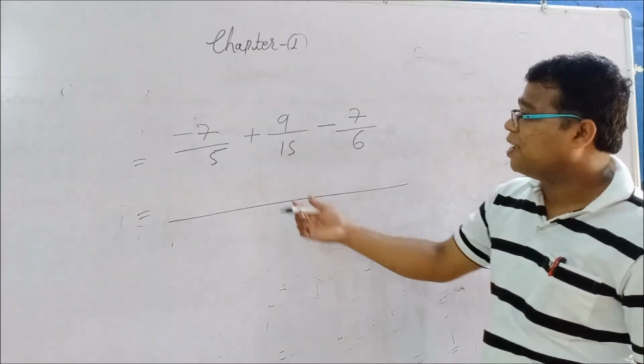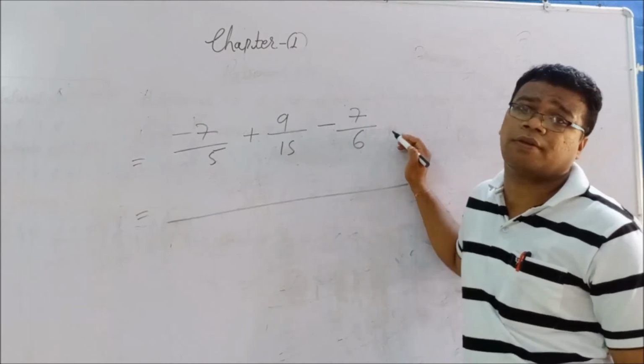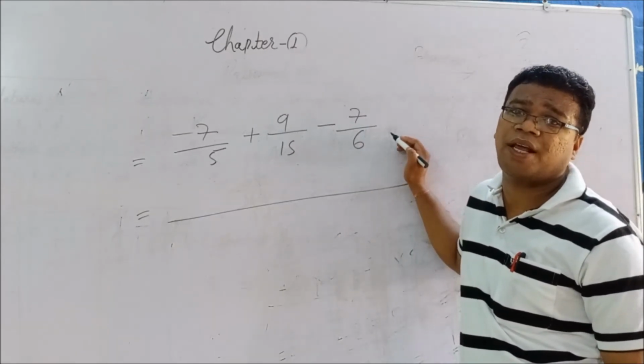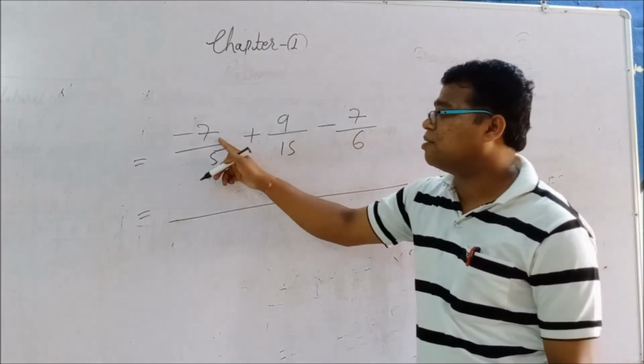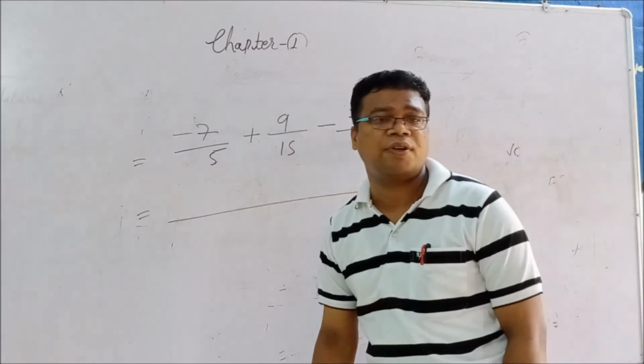See, right now I have taken both the things. Addition is also there, subtraction is also there. And how many rational numbers have I taken here? 3. Minus 7 upon 5 plus 9 upon 15 and minus 7 upon 6. So what is our first step?